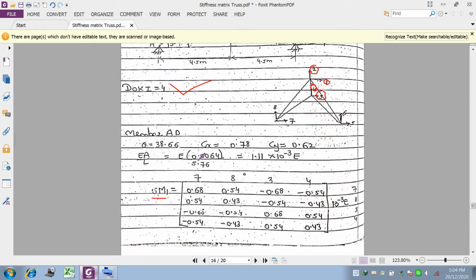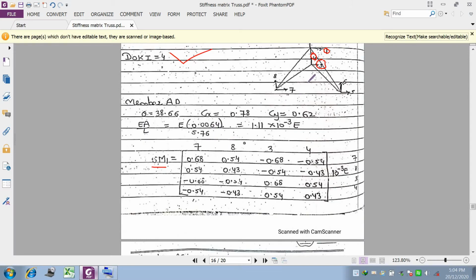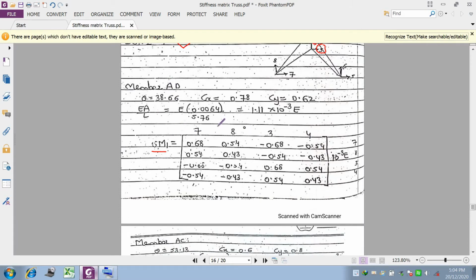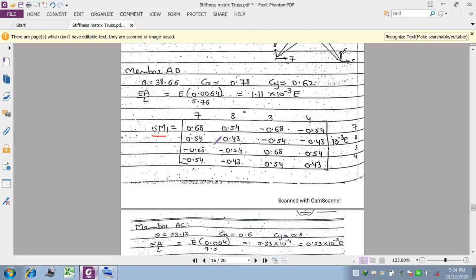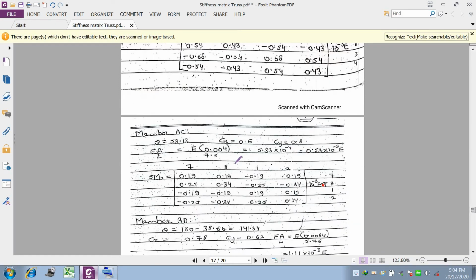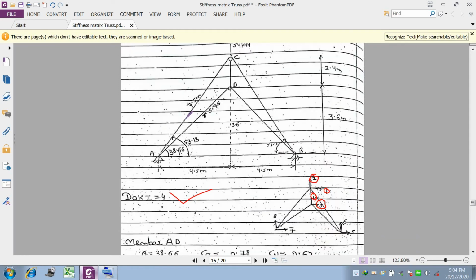So what is the coordinate of AD? It is 7834. You have to put this coordinate very carefully as per your member. AD is equal to 7834. Now you have to calculate the structural matrix as per the formula, and you will get the expressions like this. Then go for the next member, that is AC.